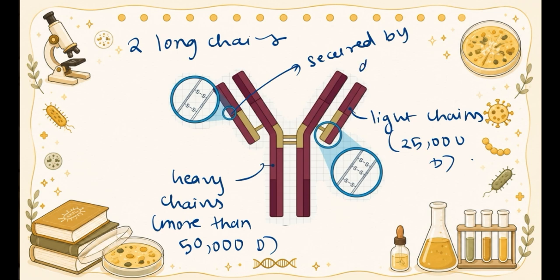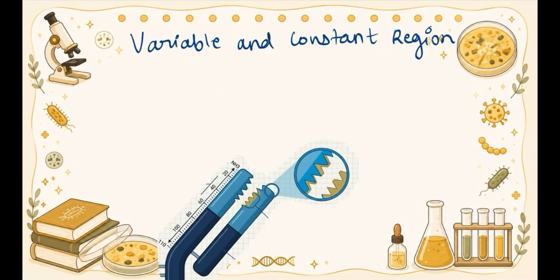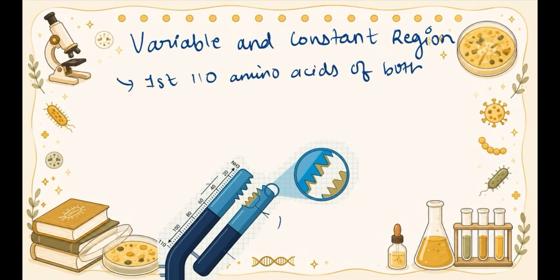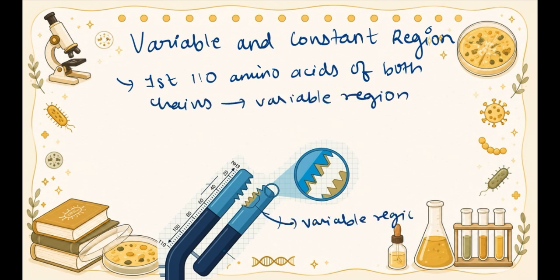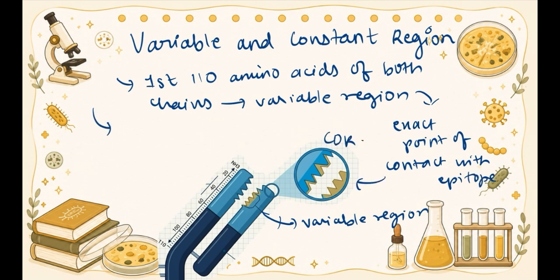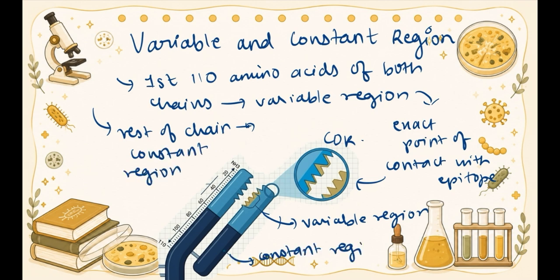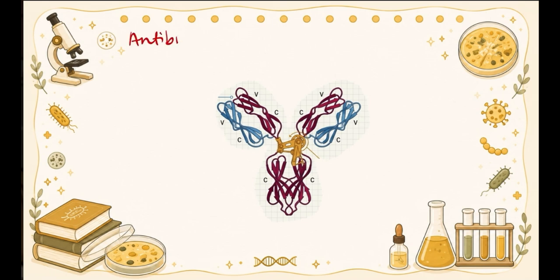Now, if we drastically zoom in on the very tips of this Y shape, we find the exact mechanism of specificity. The first 110 amino acids of both the heavy and light chains form what is called the variable region. Within this specific space, there are magnified, ultra-specific hotspots known as hypervariable regions, or CDRs. These are the exact physical points that make contact with the antigen's epitope. The remainder of the chain is the constant region, featuring a highly uniform amino acid sequence. And to actually accommodate antigens of varying shapes and sizes, the antibody utilizes remarkable mechanical flexibility.